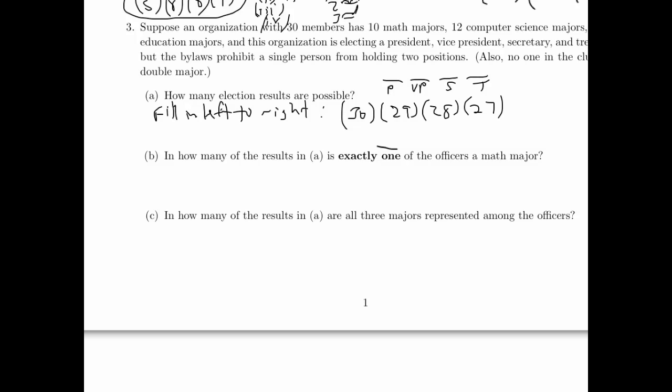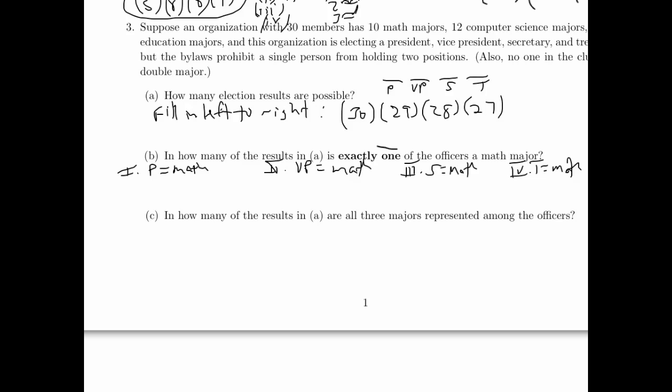And how many of the results have exactly one of the officers a math major? Well, it depends on which officer is a math major. So we could just break this into cases. It's actually a fairly easy thing to do in cases. We could first figure out what happens when the president is a math major and count those. Secondly, we could figure out when the vice president is a math major and count those. When the secretary is a math major, and when the treasurer is a math major.